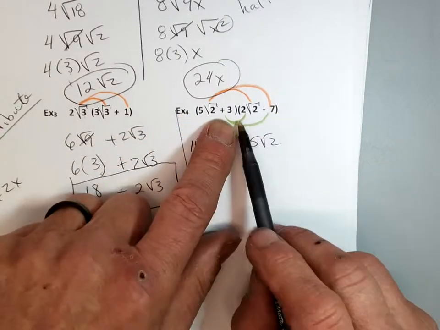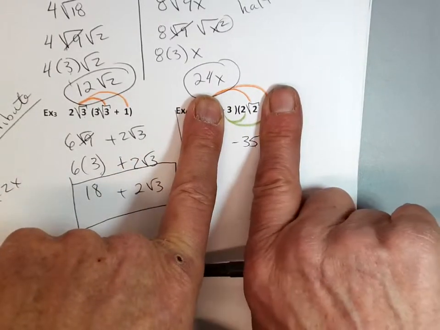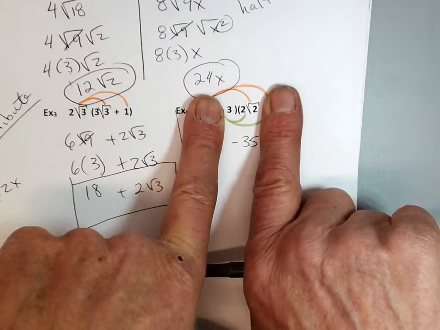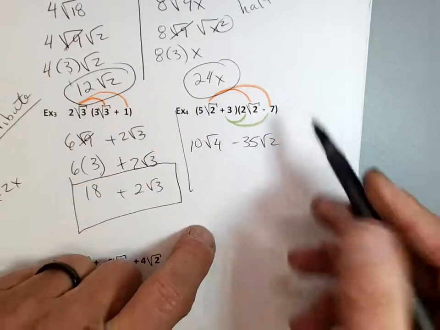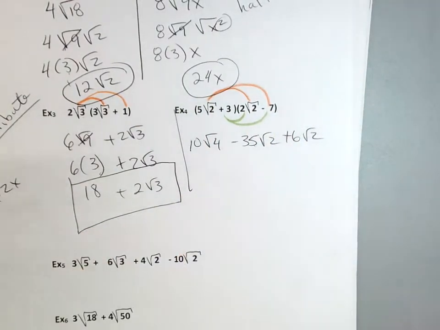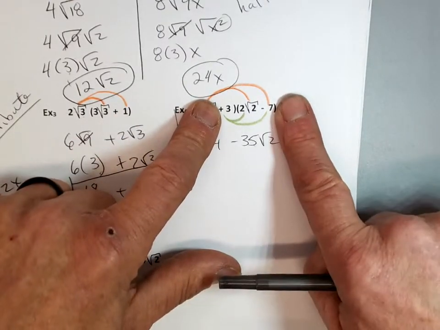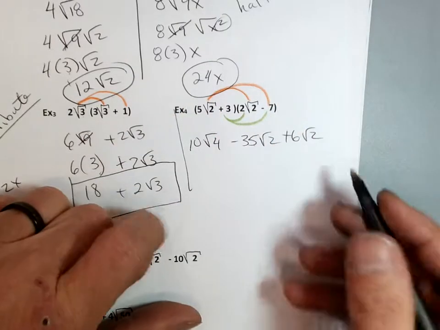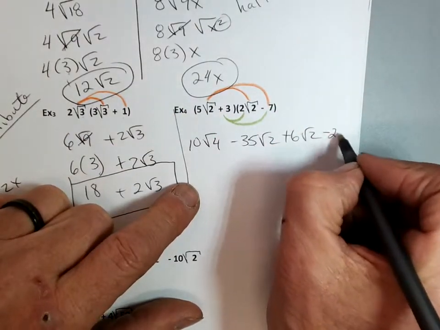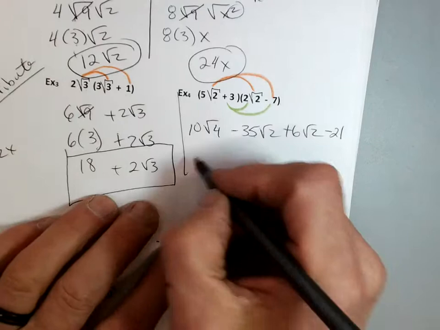Okay. Now, these two. I'm going to get a 6 square root of 2. You guys see it? I'm going to get a positive 6 square root of 2. Okay. Now, let's multiply the 3 and the 7. Those are regular numbers. 3 times negative 7, that's easy, negative 21, right? Alright? So, I multiplied double distributive, call it FOIL, whatever.